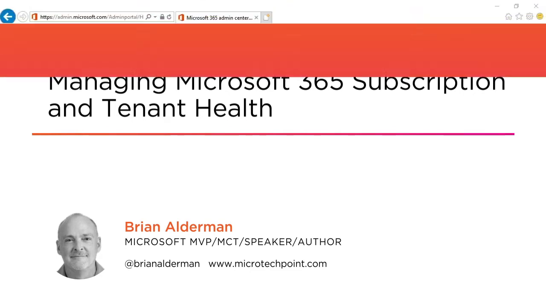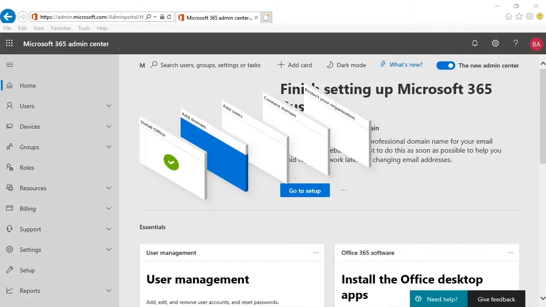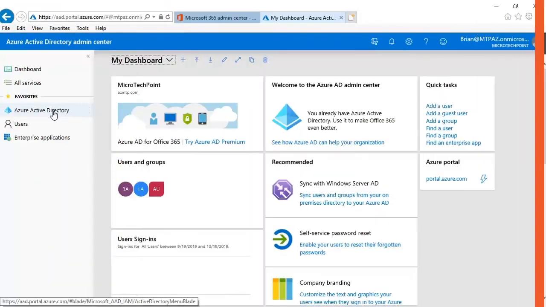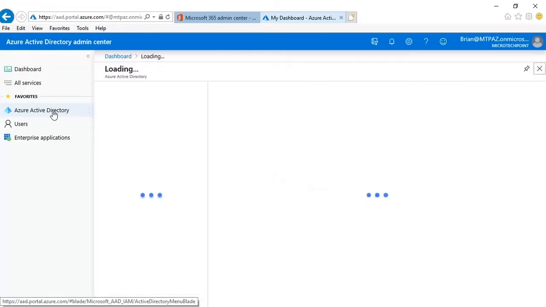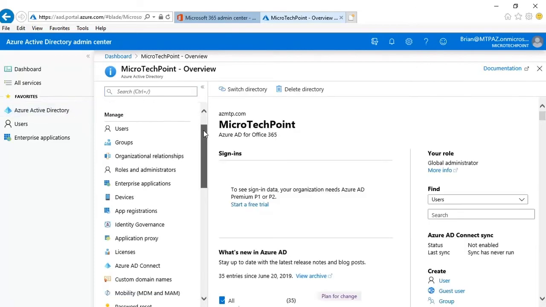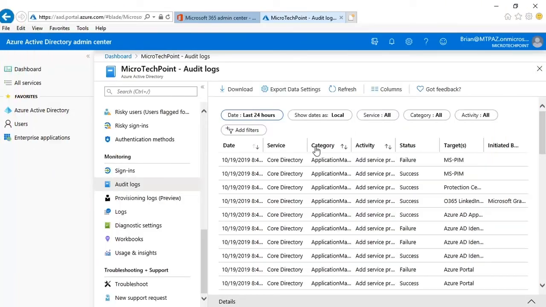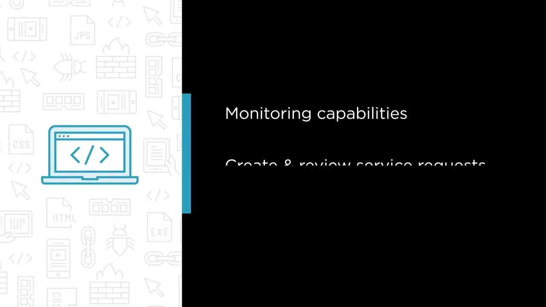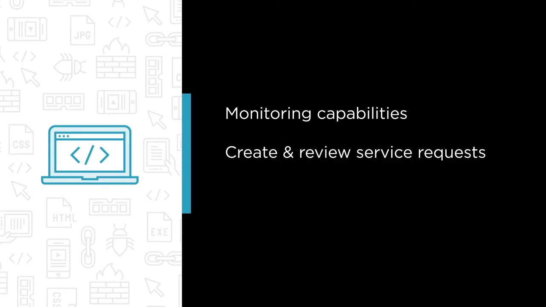Now, Microsoft 365 offers a suite of products and services that at some point may fail. It's important for you to understand what options you have for monitoring the service health, for troubleshooting issues, and tracking your users' activity, including their logins and usage. Some of the major topics that we will cover in this course include an explanation and discussion of the tenant health monitoring capabilities, the creation and reviewing of service requests that are used to seek help from Microsoft, as well as auditing users and data usage capabilities, which are available from several different admin centers throughout Microsoft 365.